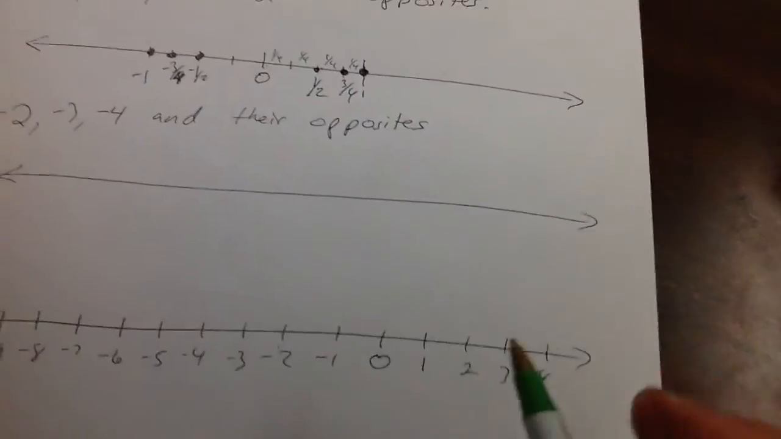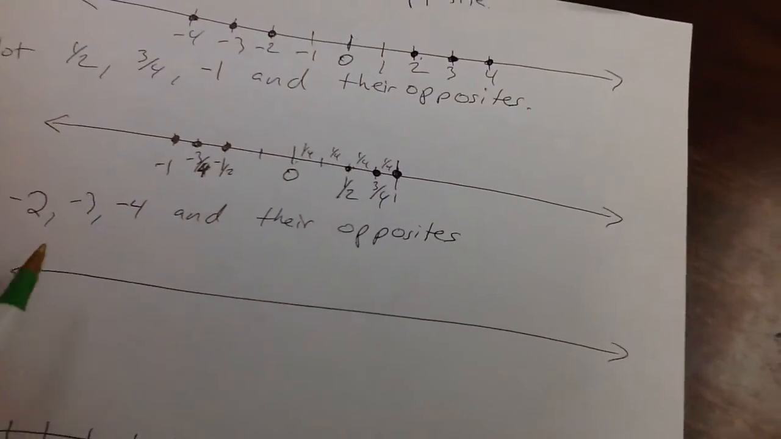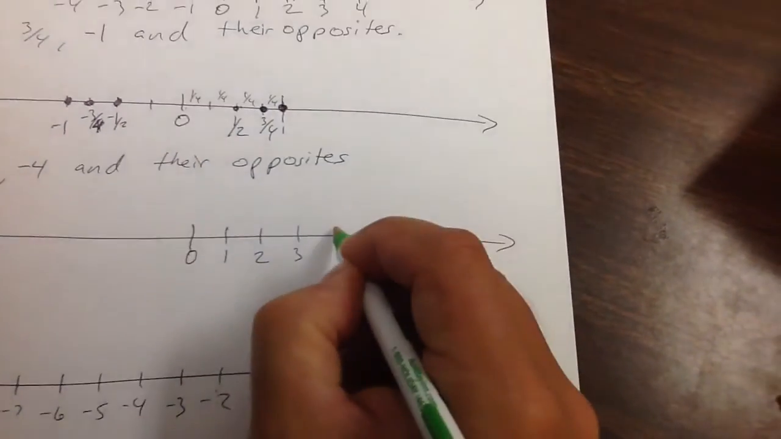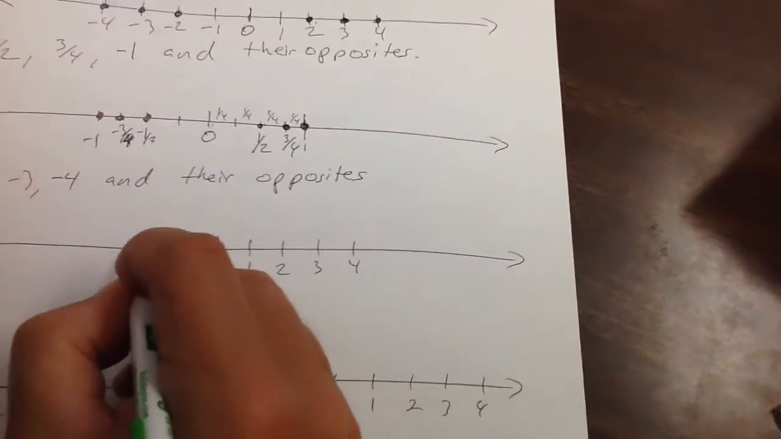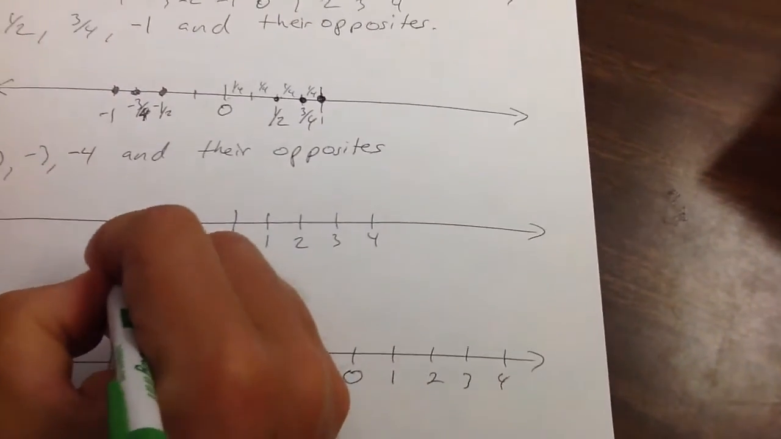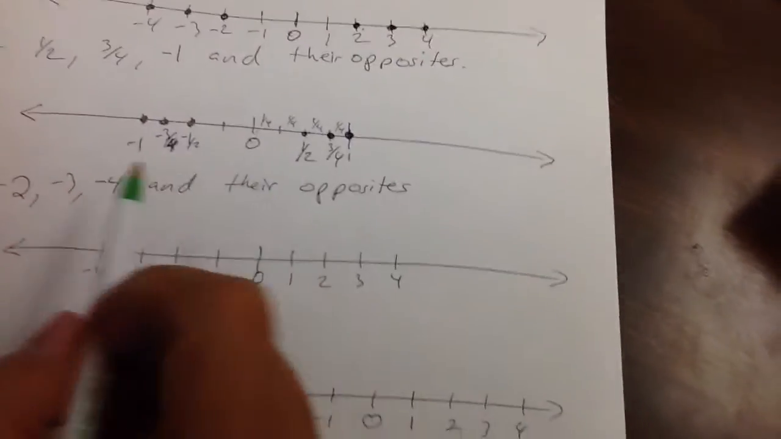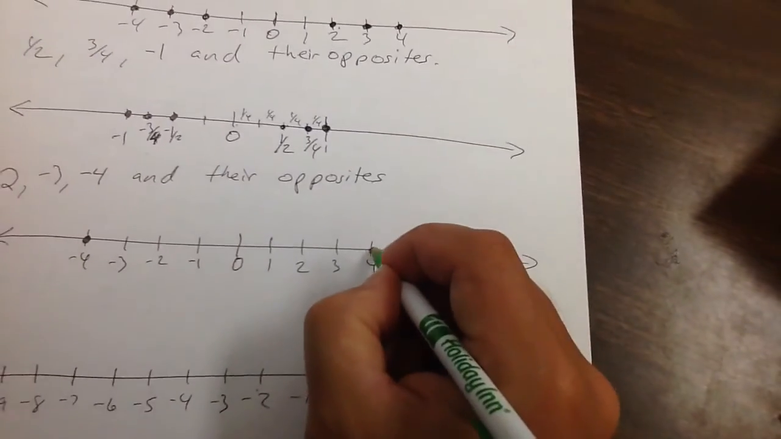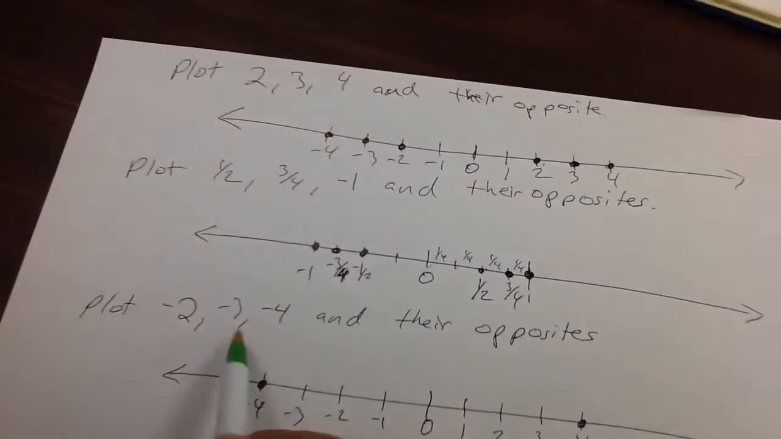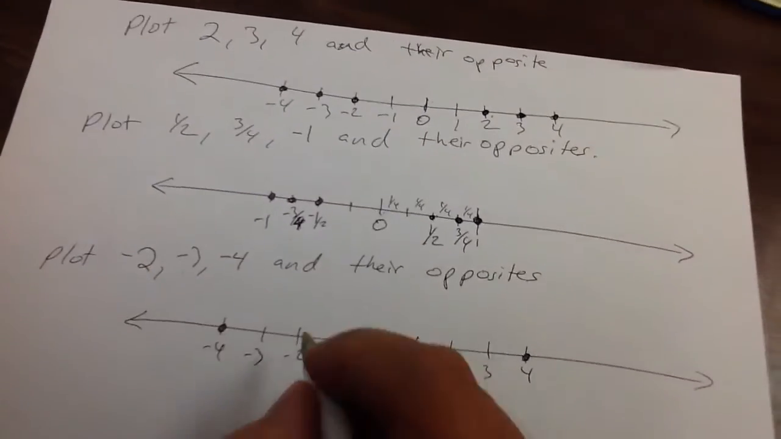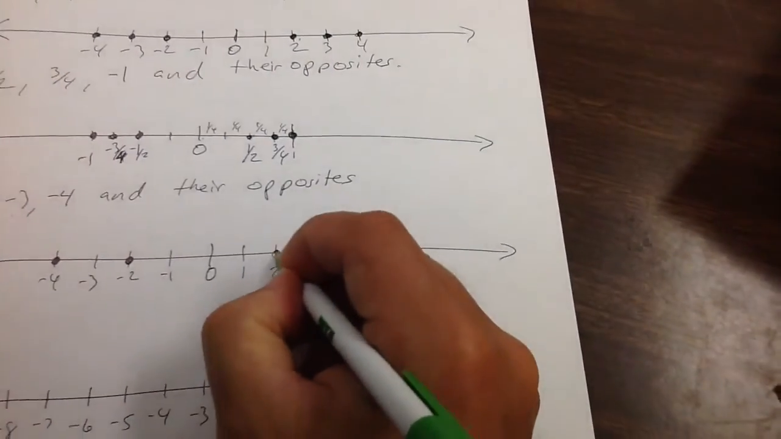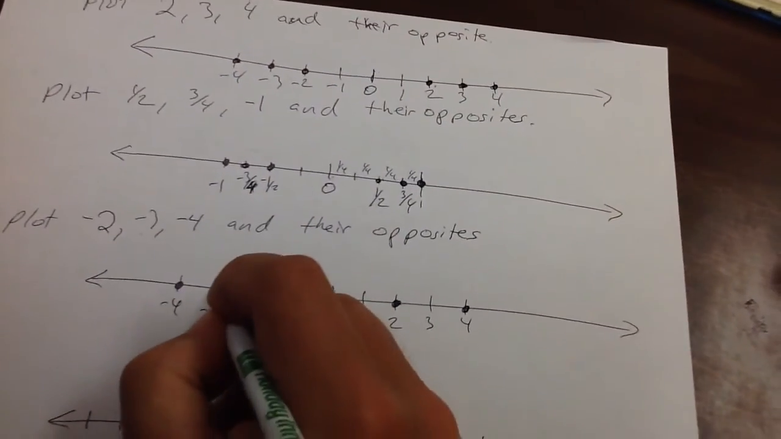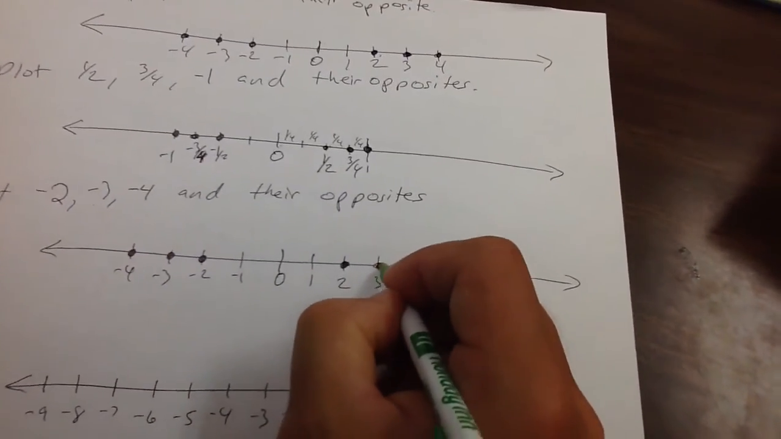For a reference point, put 0 there. I went to 4 over there. I know my smallest number, I've got to go to -4. So -4, the opposite of -4 is +4. Plot the opposite of -2. The opposite of -2 is 2. Now I'm plotting -3. The opposite of -3 is 3.